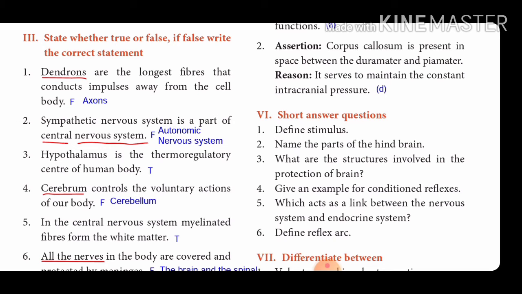Third one, hypothalamus is the thermoregulatory center of the human body. It's a true statement. Fourth one, cerebrum controls the voluntary actions of our body. Cerebrum is a wrong answer. Here, the cerebellum controls the voluntary actions of our body.